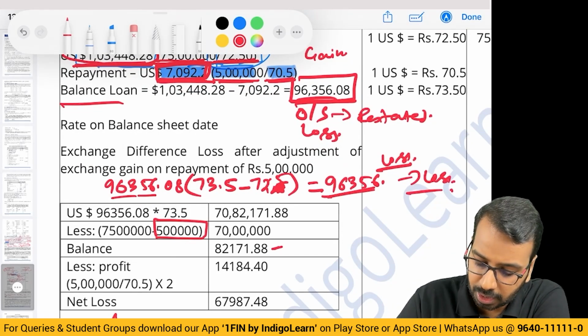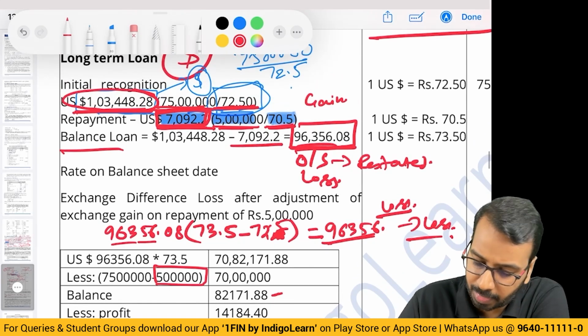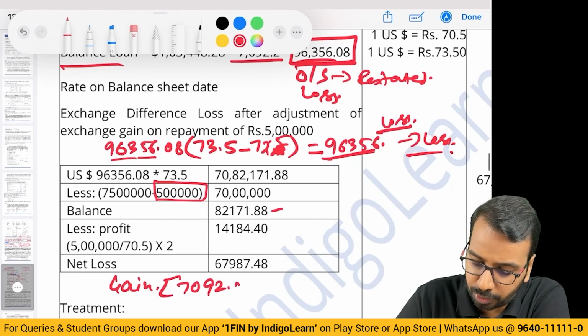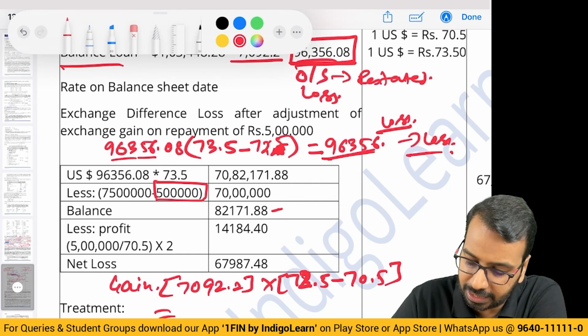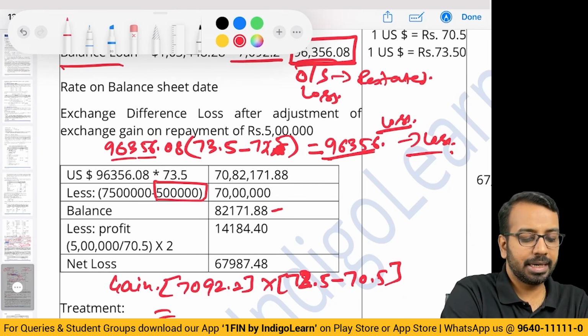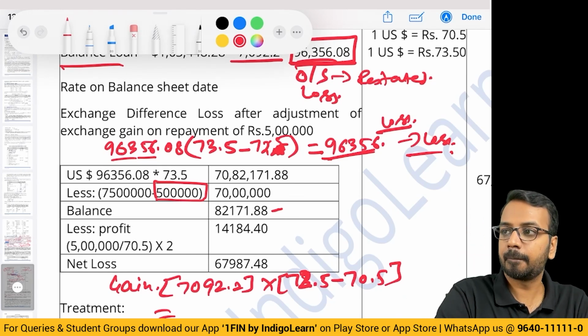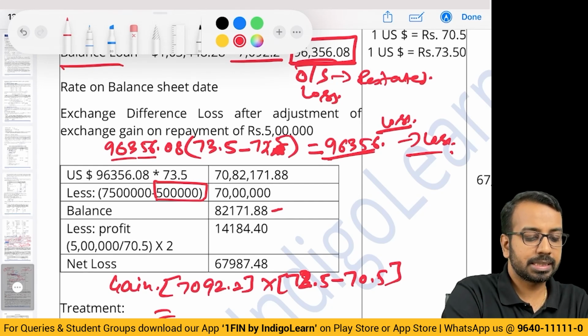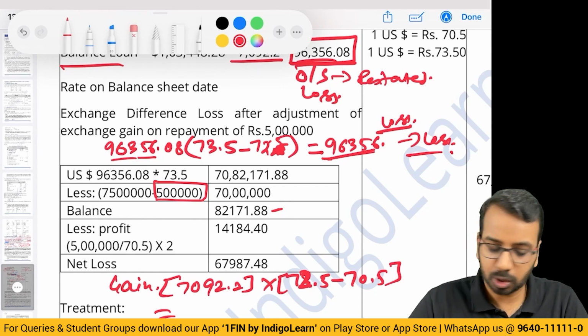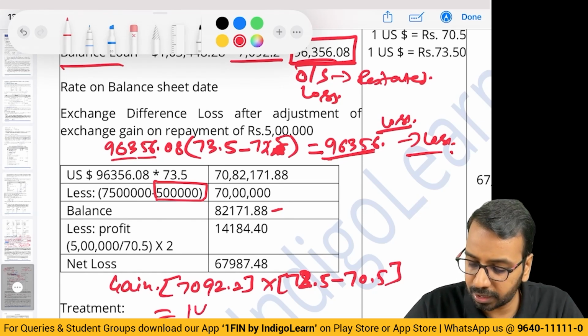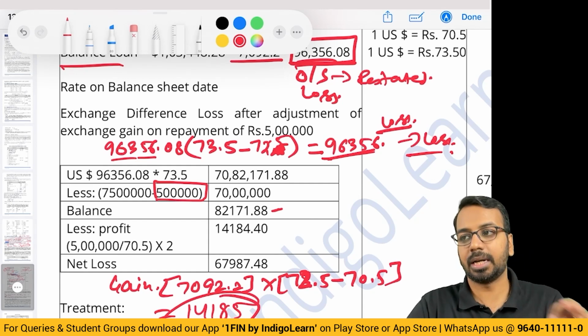Okay. Then, as far as gain is concerned, we have repaid how many dollars? $7,092.2 multiplied by 72.5 minus 70.5. So the gain is 7,092.5 multiplied by 2. So the gain comes to 14,185 on the date of settlement. That is the first thing, right?